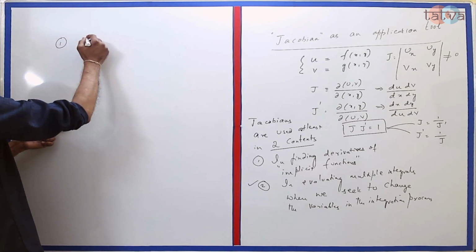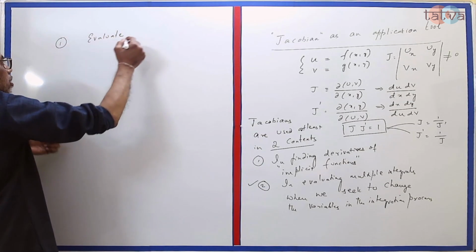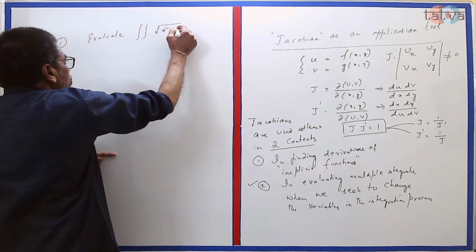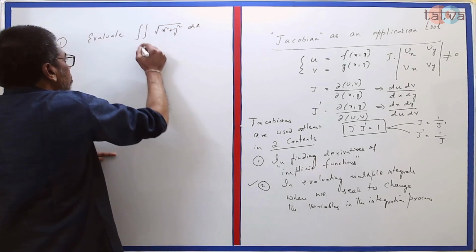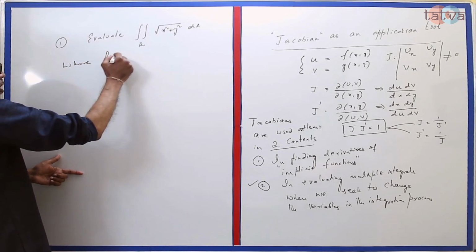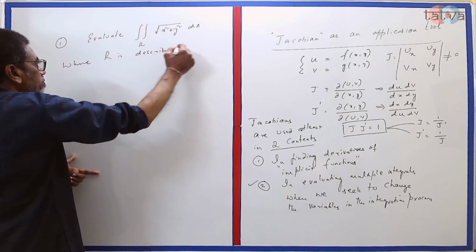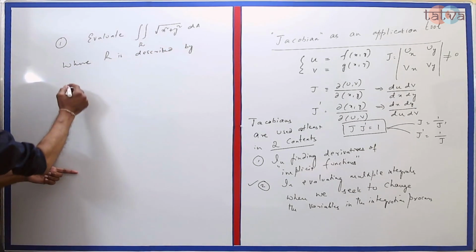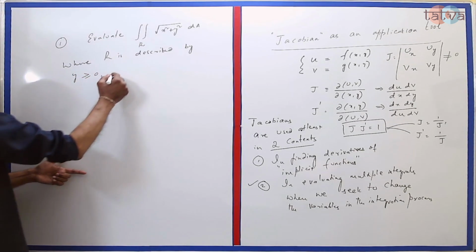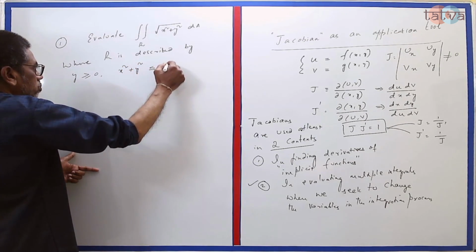So suppose we have to evaluate the double integral of the square root of x squared plus y squared dA, where R is described by y greater than or equal to 0, x squared plus y squared less than or equal to 16.